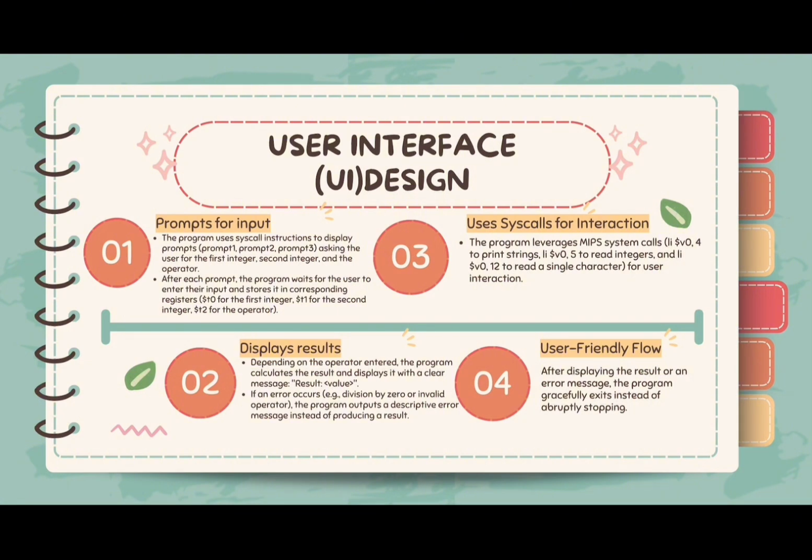Next is display result. Depending on the operator entered, the program calculates the result and displays it with a clear message, result value. If an error occurs, for example, division by 0 or invalid operator, the program outputs a descriptive error message instead of producing a result.